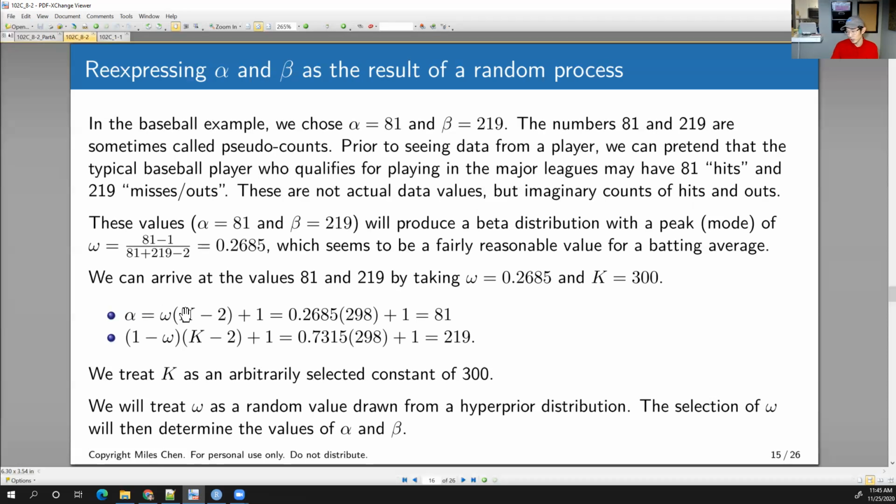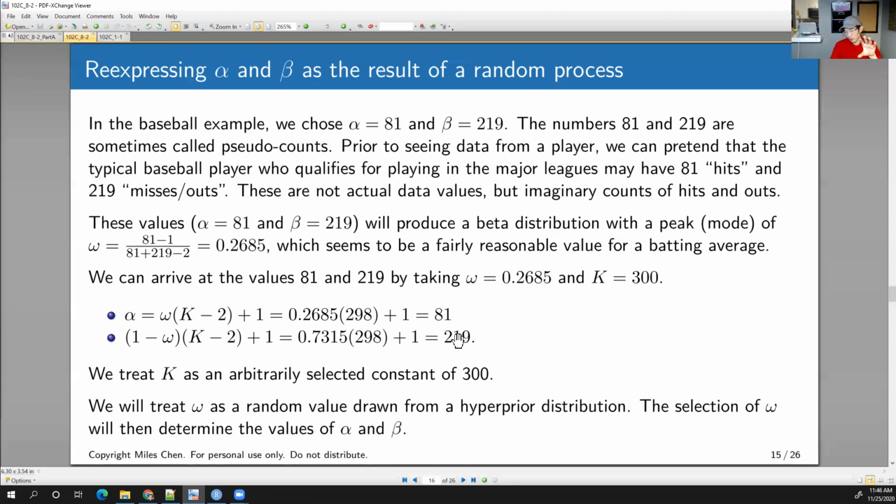We do omega times k minus 2 plus 1. If you solve for alpha in terms of omega here, this is what you would get, okay? Where k is the sum of alpha and beta. K is 300, since 81 plus 219 is 300. So if you do alpha equal to omega times k minus 2 plus 1, you get 81. And I forgot to put in a beta here. Beta is going to be 1 minus omega times k minus 2 plus 1, and you get 219.